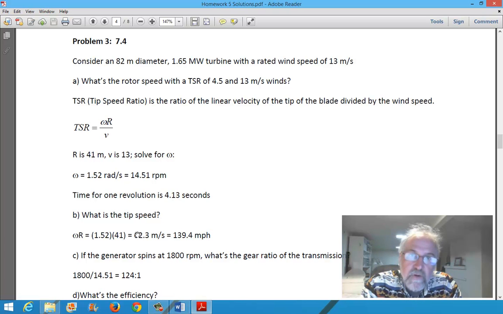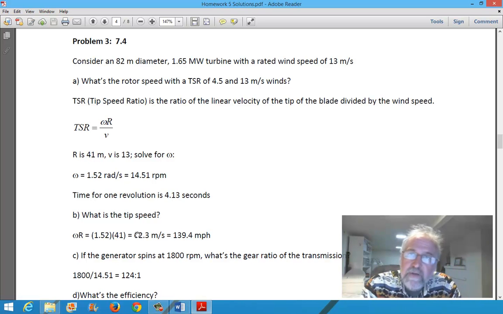Well, the tip speed ratio is just what it sounds like. It's the ratio of the velocity of the tip of the blade to the wind velocity, and it's greater than 1. So omega r is the linear velocity of the tip of the blade. We've got everything there except for omega. We solve for omega, and it's 1.52 radians per second. Do a little unit transformation. It's about 14.5 RPM, and that means it's 1 revolution every about 4 seconds.